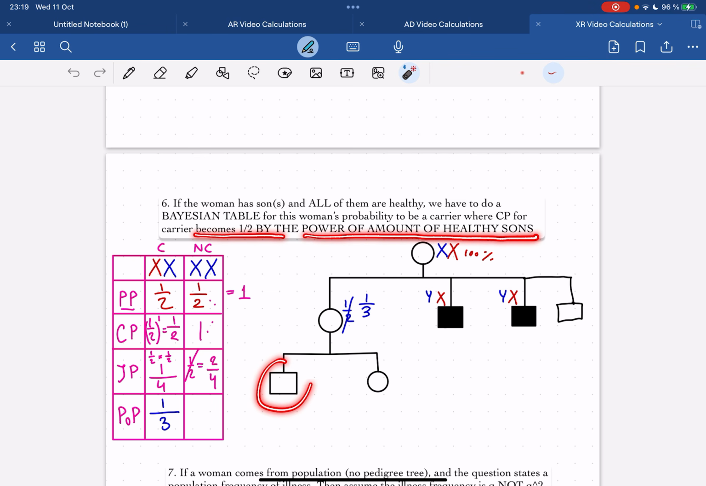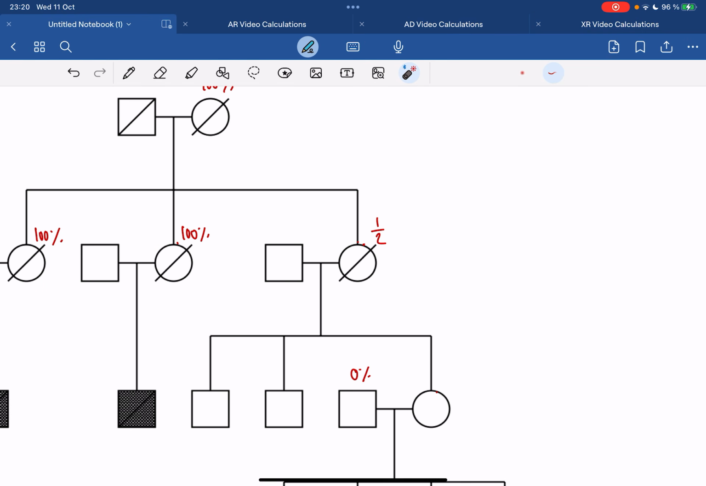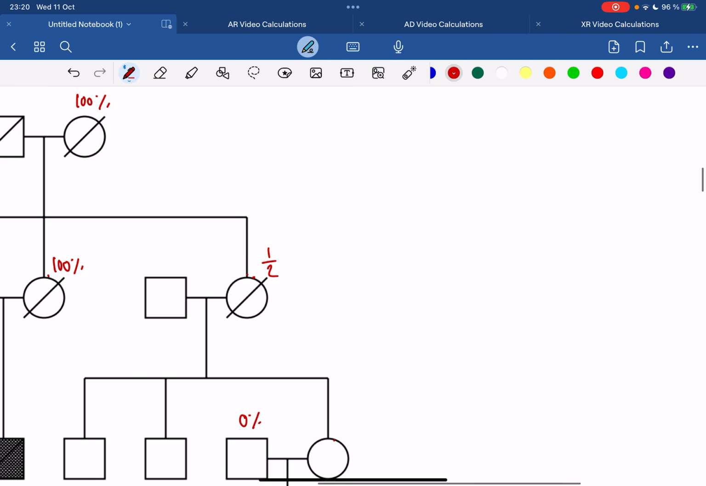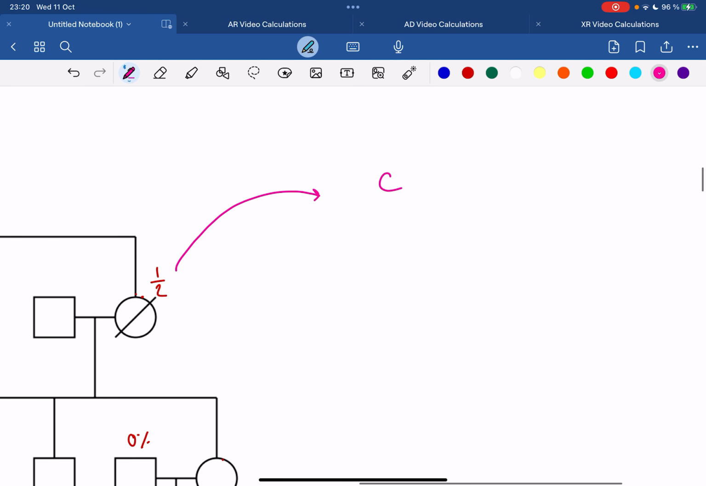So if she has one healthy son, it would be 1/2 by the power of 1, which is equal to 1/2. So we go back, we have to do a Bayesian table. Why? Because this woman right here has not one, but two healthy sons. And therefore, we're casting doubt on the fact that she has this high of a chance of receiving a dominant, or this a pathological X chromosome. So we have carrier, non-carrier here.